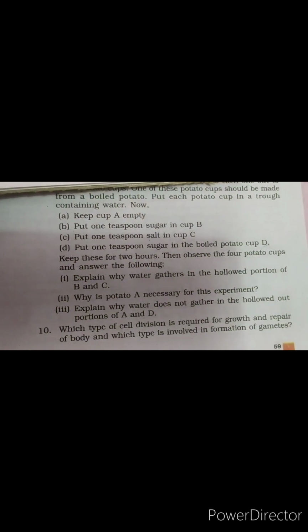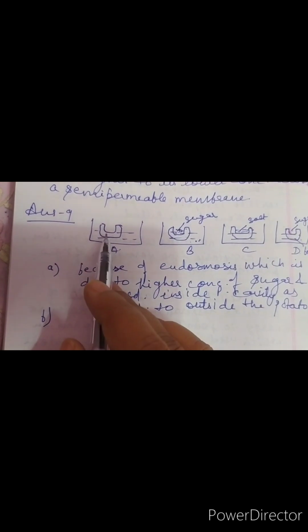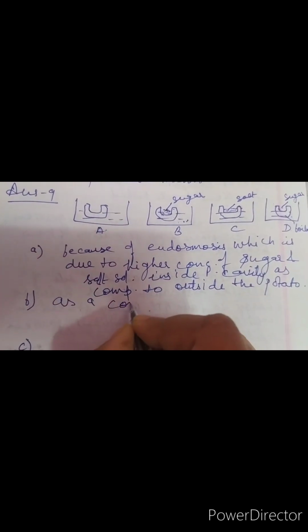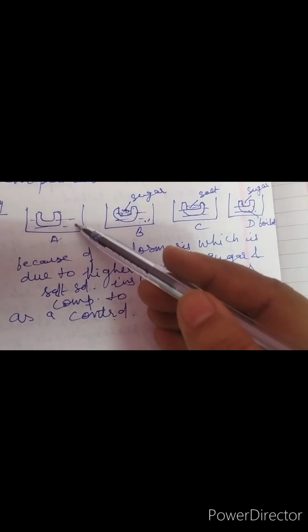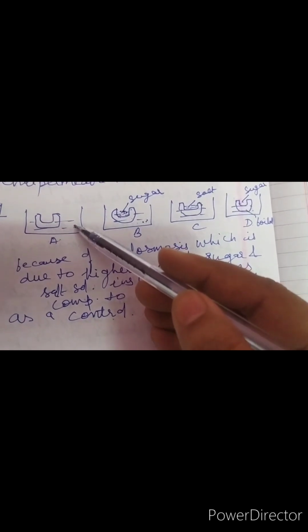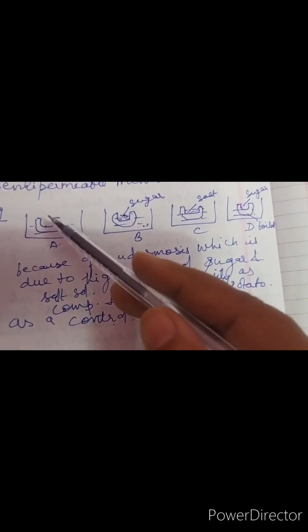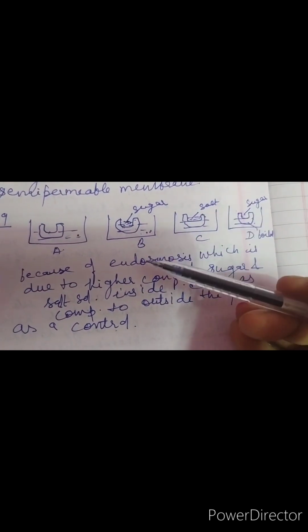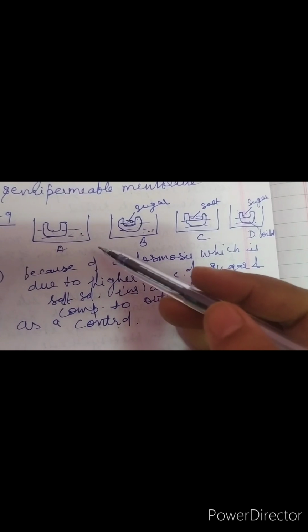Next is the question: why is potato A necessary for the experiment? You can see in potato A there is no water inside it. Why? Because this acts as a control for the experiment. You have learned what a control experiment is. Every experiment has its control, and it shows that if there is only water, then the potato cavity or potato cells alone cannot induce the movement of water inside the potato cavity. For that you need a concentrated solution. Either a more concentrated solution or a less concentrated solution is required to show osmosis.